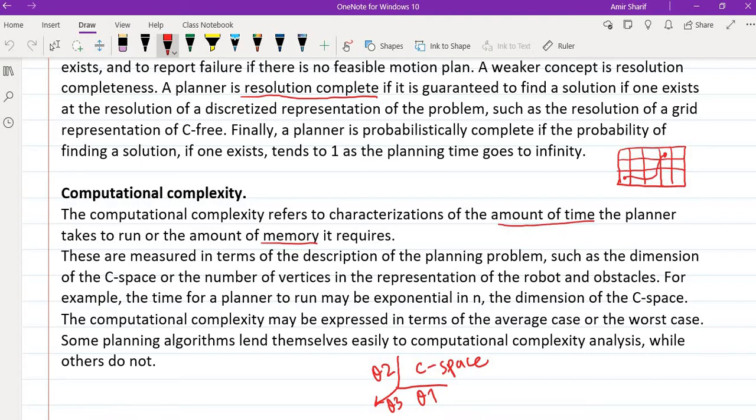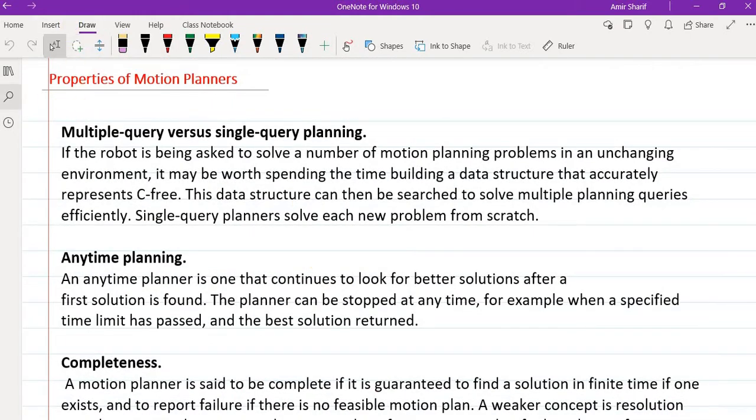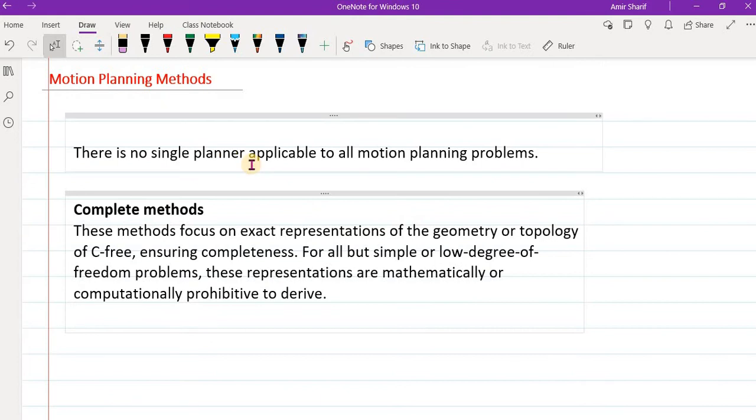Some planning problems lend themselves easily to computational complexity analysis, while others do not. For some problems it's easy to find out what its complexity will be, how much time it will take, and how much memory it will take to find the solution. But for others it's really difficult; you cannot really predict that. So these were some properties of the motion planners, and now we quickly move to the motion planning methods.